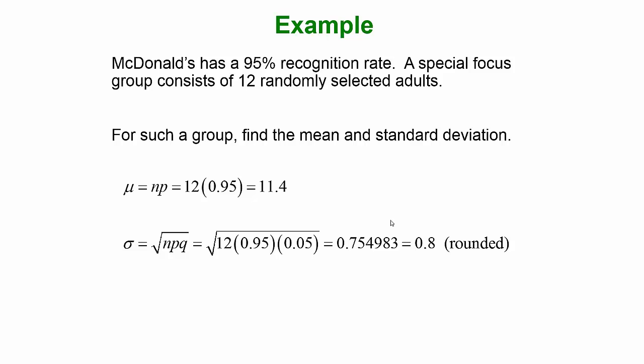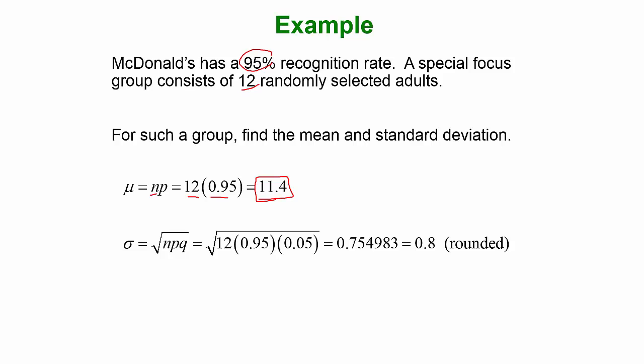McDonald's has a 95% recognition rate. A special focus group consists of 12 randomly selected adults. For such a group, find the mean and standard deviation. So the mean is equal to n times p. So n is the total in our sample, so we had 12 selected adults. So 12 times the probability of a success. Probability of success is 95%. So 12 times 0.95 is 11.4.